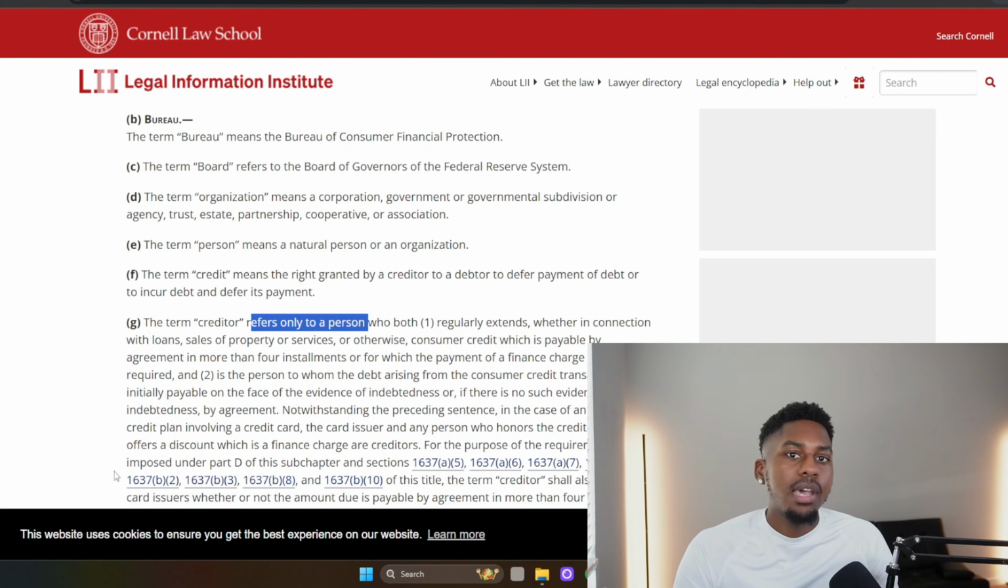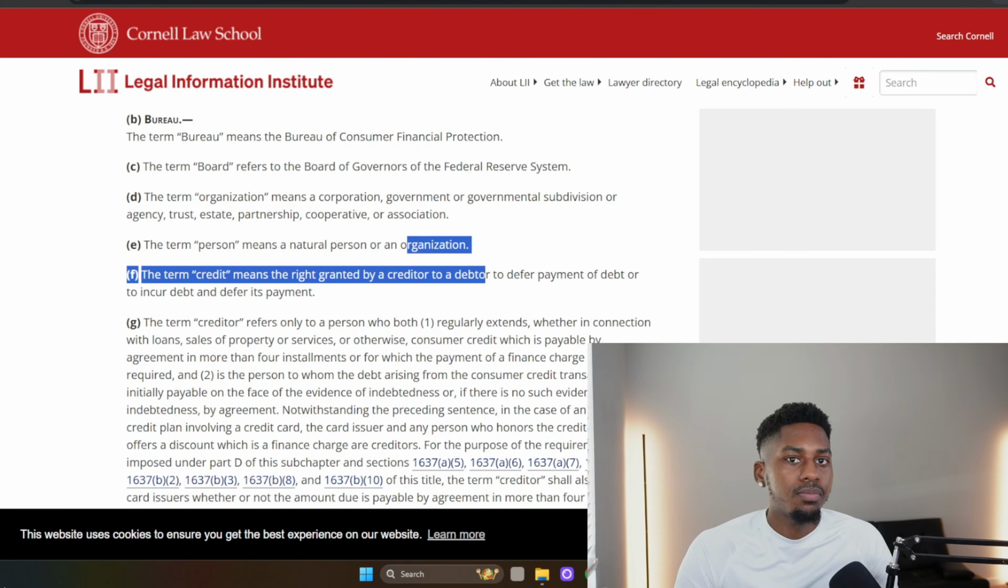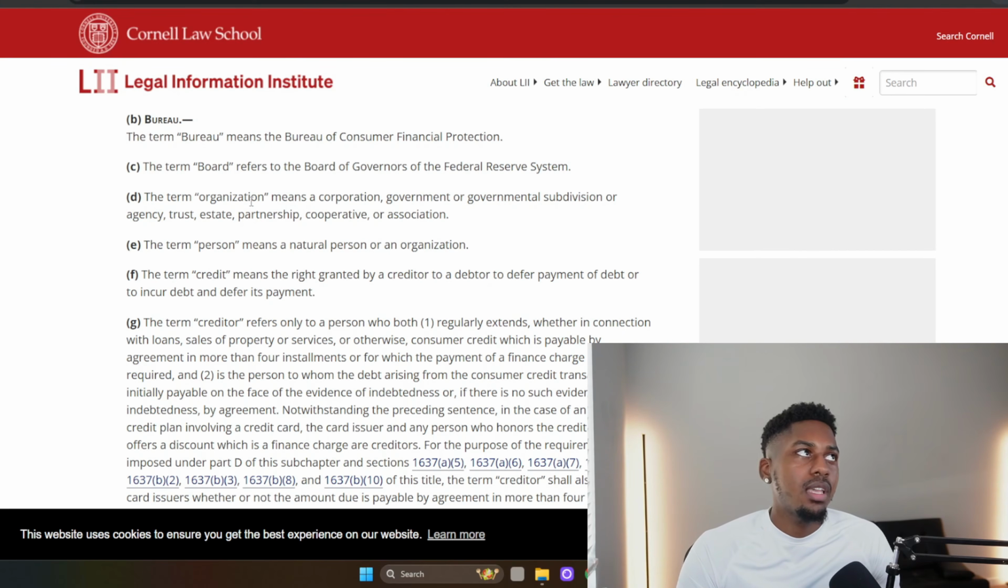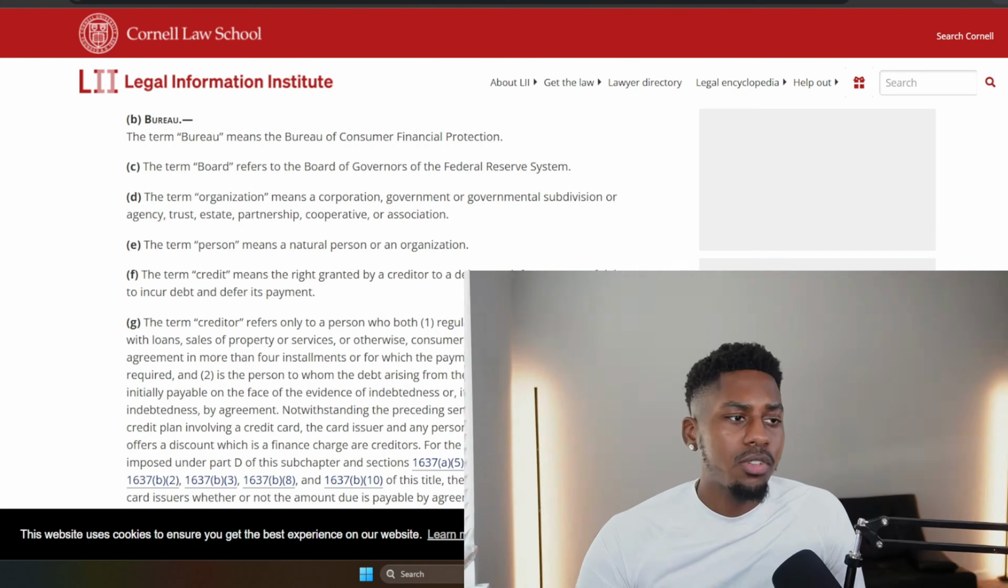Now, in the Truth in Lending Act, it says that the term person means a natural person or an organization. It doesn't say that a person is just an organization. It says it's a natural person as well. So it has to be either or. In order to extend credit, you have to essentially be a natural person or organization. This is also backed up by Modern Money Mechanics. This is also backed up by the Federal Reserve Act.